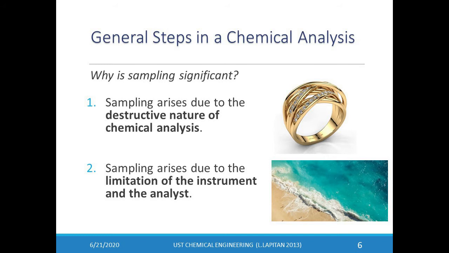The need for sampling also arises due to the limitation of the instrument and the analyst. Modern instruments for chemical analysis typically require micro to semi-micro amounts of sample for analysis. As an analytical chemist, analyzing a large amount of sample is also exhausting. Now imagine, for example, you want to determine the percent salinity of seawater. It is impossible to use all the water in the sea for this analysis.